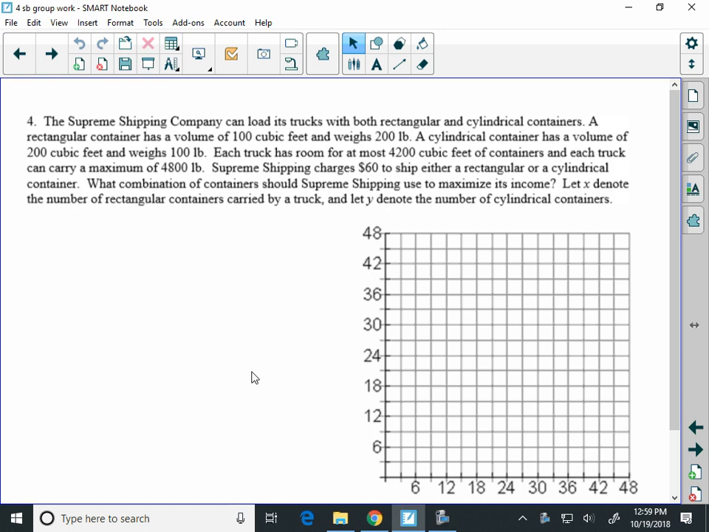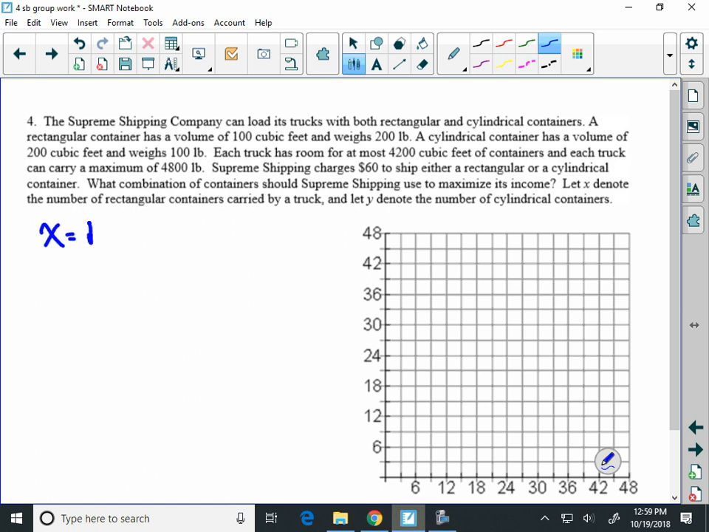Each truck has room for at most 4,200 cubic feet of containers, and each truck can carry a maximum of 4,800 pounds. Supreme Shipping charges $60 to ship either a rectangular or cylindrical container. What combination of containers should Supreme Shipping use to maximize its income? Let X denote the number of rectangular containers carried by the truck, and let Y denote the number of cylindrical containers. And I'm going to write that down again because that's kind of been our procedure.